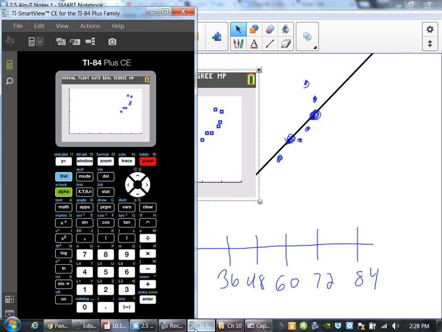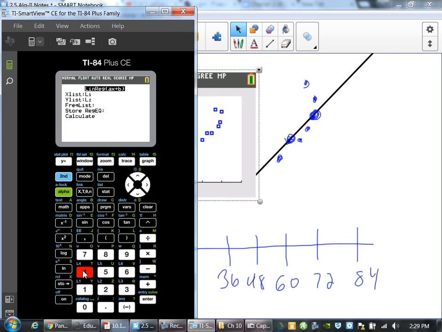Go back and hit stat again. Why do we want to keep going to stat? Because that's where all the buttons are. The most important button that we're going to look at today is called calculate. Just hit over to the right where it says calc, C-A-L-C. And what we're working on is linear regression ax plus b. Option 4.